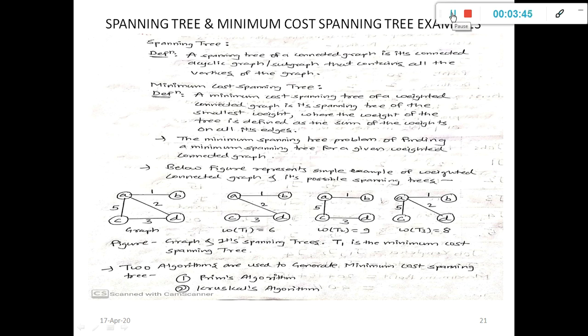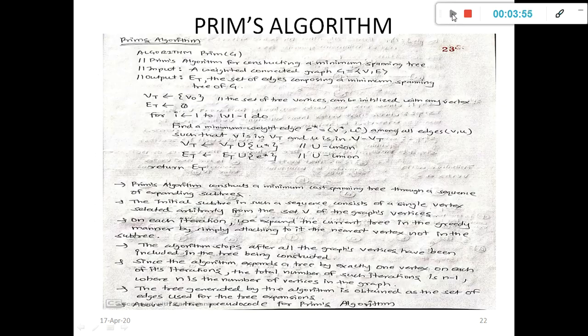Two well-known algorithms used to generate minimum cost spanning trees are: the first one is Prim's algorithm and the second one is Kruskal's algorithm. Let's start our discussion with Prim's algorithm. Prim's algorithm is an example of an optimization technique that can be solved using the greedy method. Prim is a mathematician who suggested this algorithm to find minimum cost spanning tree. The algorithm looks like this.